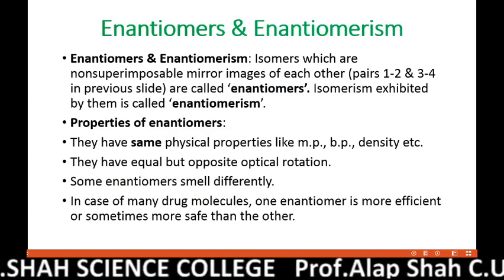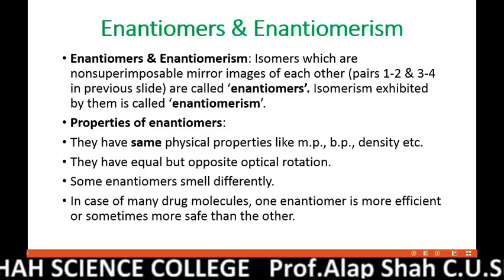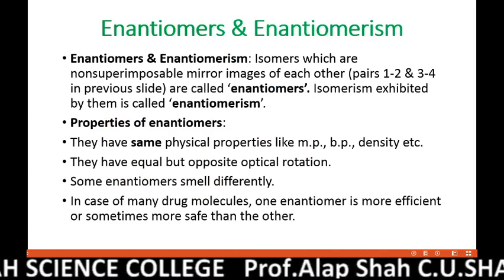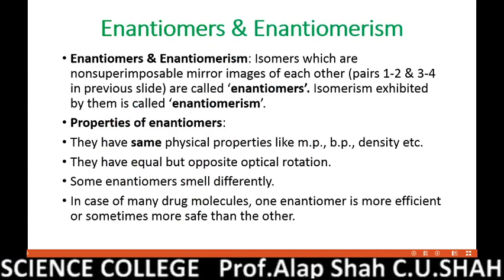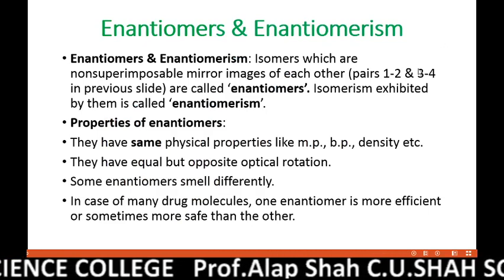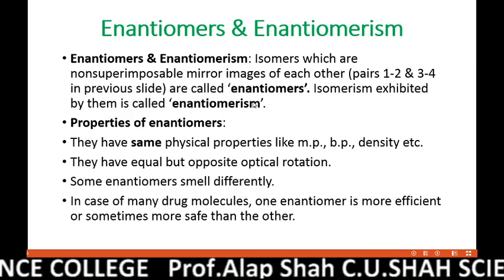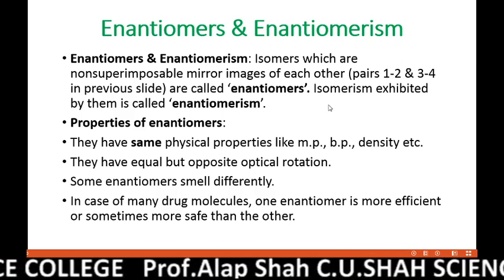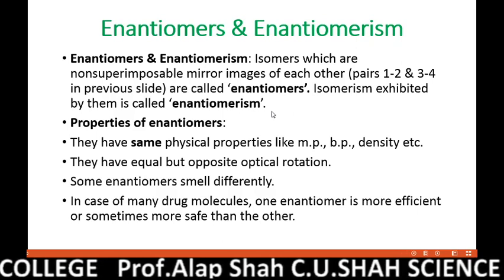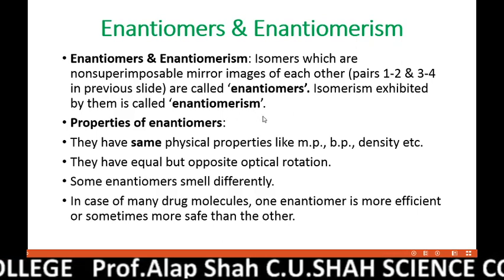First, let's check the definitions. Enantiomers are isomers which are non-superimposable mirror images of each other. So in the previous slide, pairs 1, 2 and 3, 4 as we discussed are called enantiomers. And the isomerism exhibited by them is called enantiomerism.